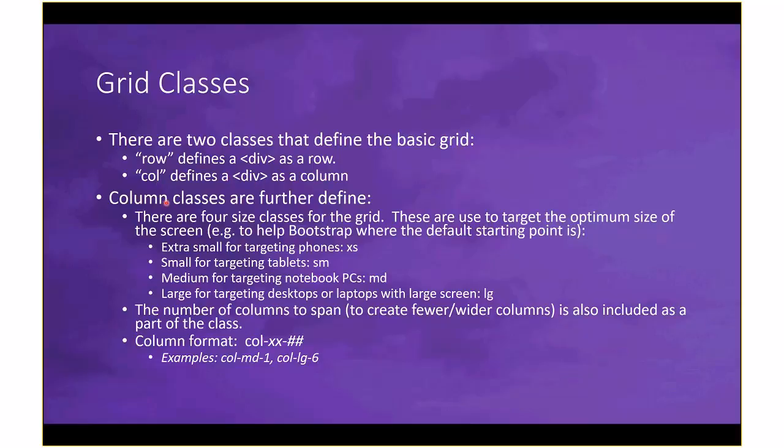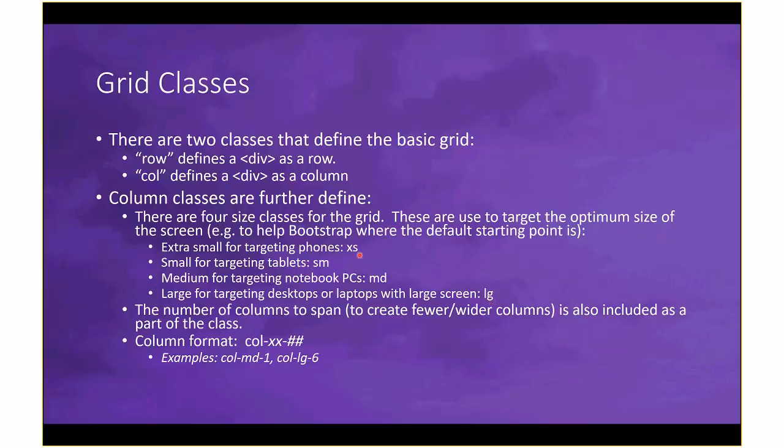When you define a column, there are some classes that further define this. The first part is column, and the second part is what size you want. Size is really about targeting. Bootstrap can automatically adjust the size, but it allows you to specify extra small, small, medium, and large: XS, SM, MD, and LG, as the target platform. In other words, what's the smallest that you think you're going to get? And then it will scale up from there.